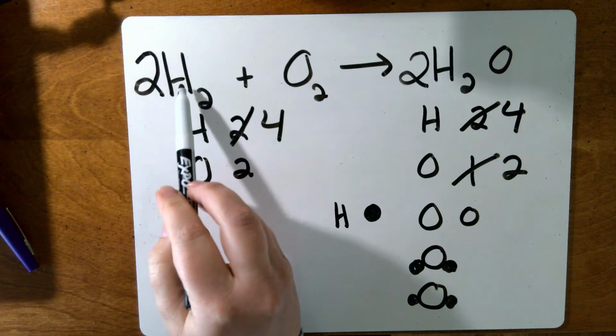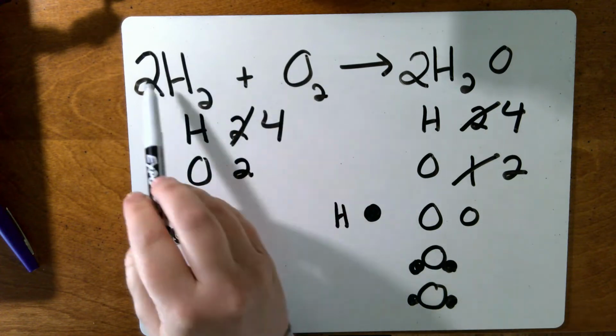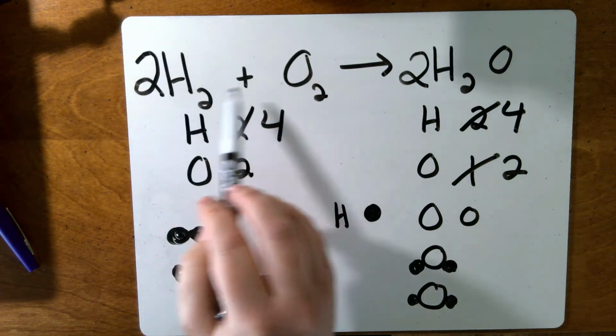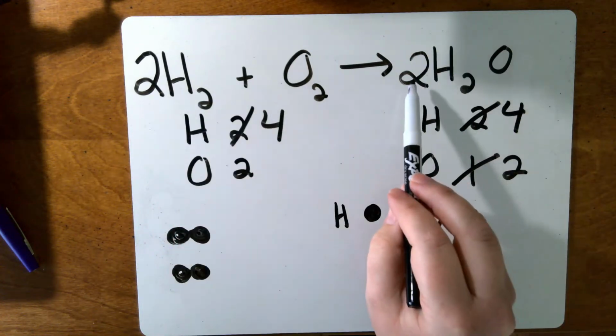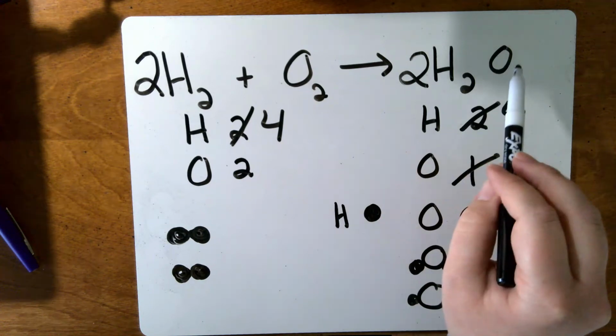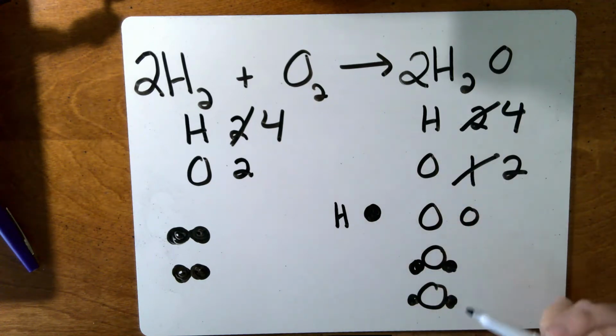Now, these are 2 separate molecules. So the 2 here only applies to the hydrogen because these are separated by a plus sign. This is 1 molecule. So over here, the 2 applies to the hydrogen and the oxygen because I'm saying I have 2 water molecules. Let me do one more example to try to make that clear.